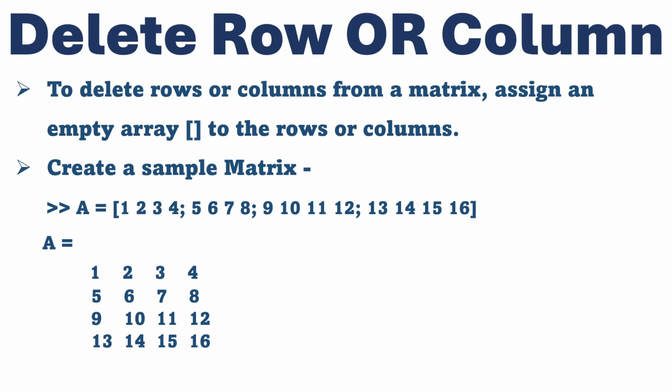Remember, in MATLAB, the number of column and the number of row never start with zero indexing. It starts with 1. So whenever I say the first row, that means 1, 2, 3, 4. It is not the zeroth row. When I say fourth row, it's 13, 14, 15, 16. Here we have created a simple matrix. Now let's work on how we can delete the rows and columns and learn how it works in the matrix.